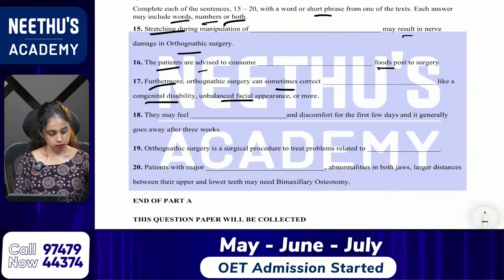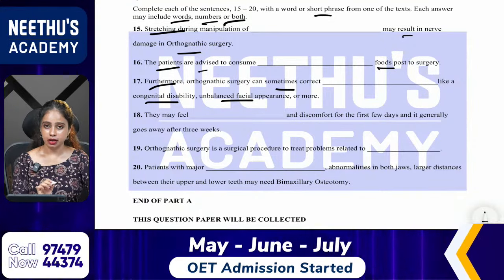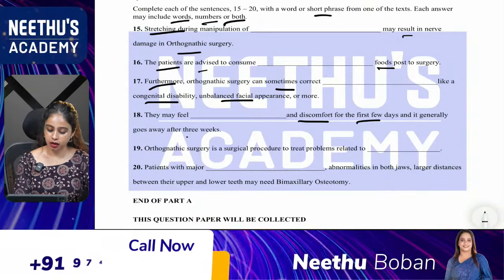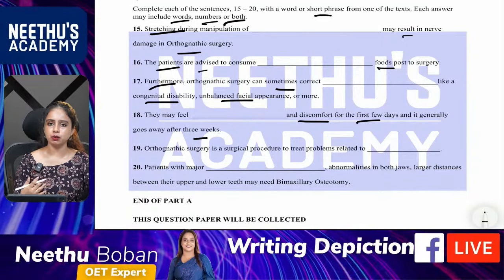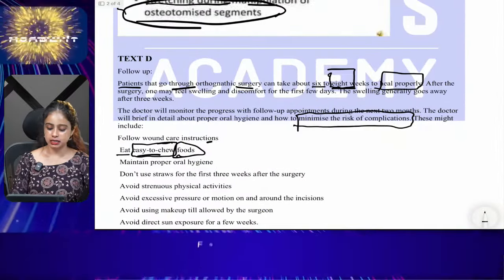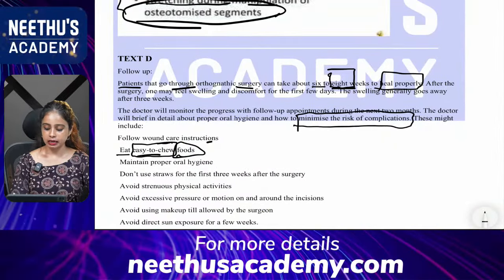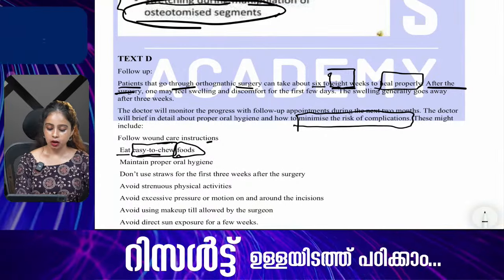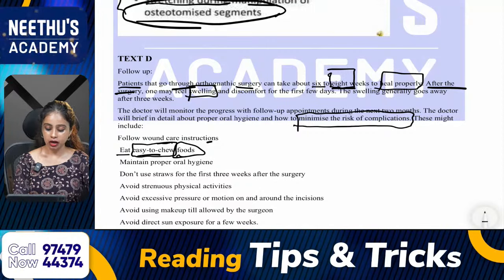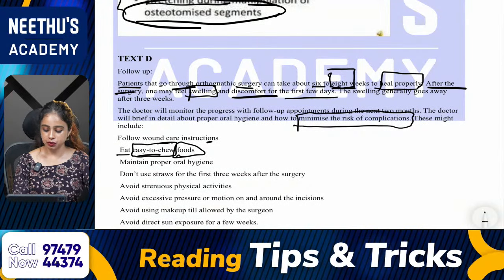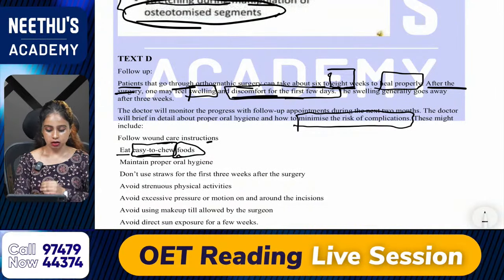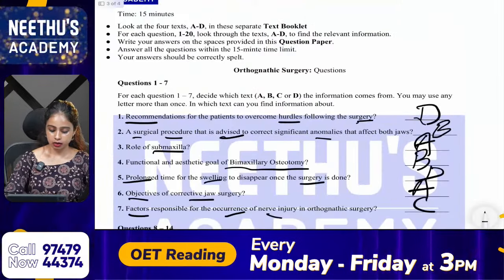18th one. They may feel dash and discomfort for the first few days and it generally goes away after 3 weeks. So, what are the problems they will face after the surgery and which is directly mentioned in text D. Okay, see the second line, second sentence. After the surgery, one may feel swelling. That is the missing word from the question. And discomfort for the first few days. So, these are the other keywords from the question. So, the missing word is swelling. That is the correct answer, swelling.